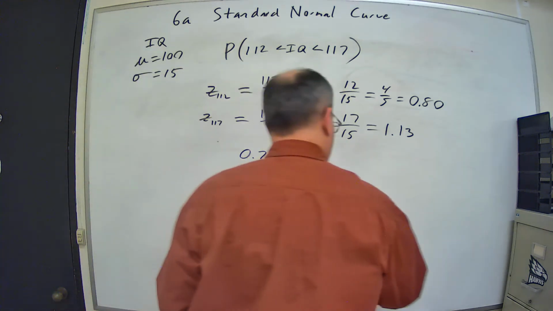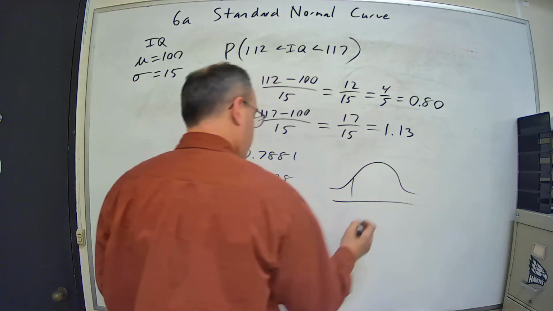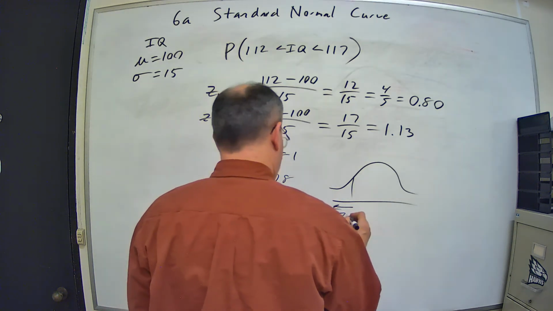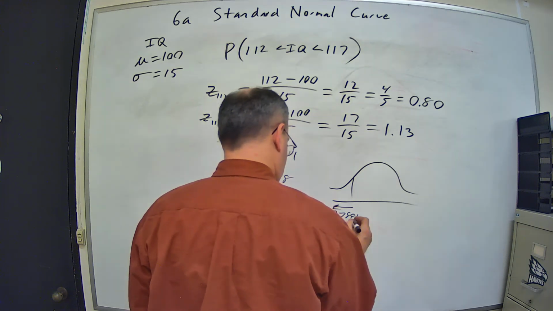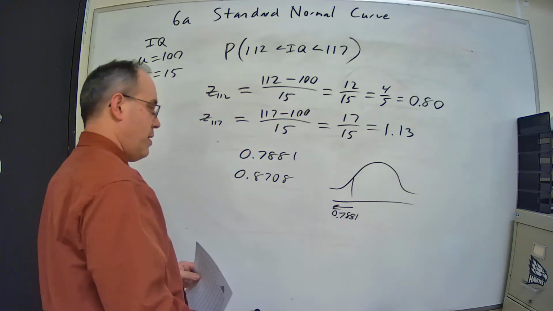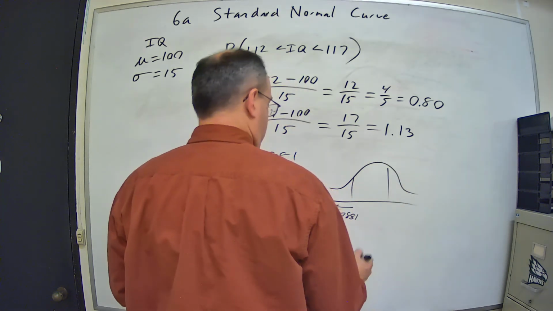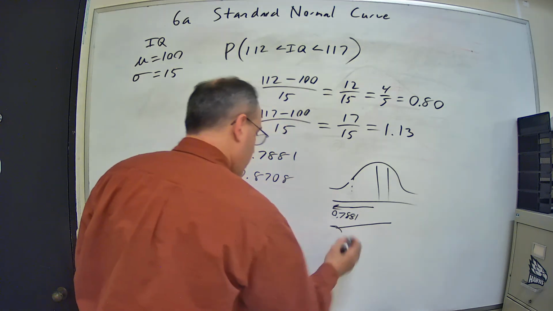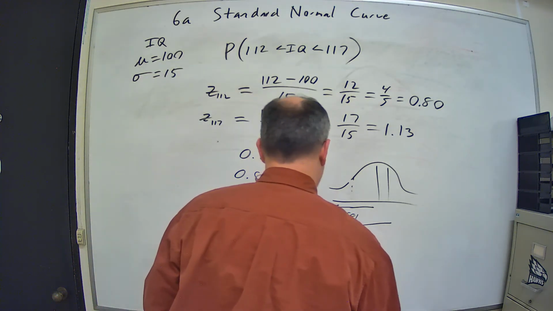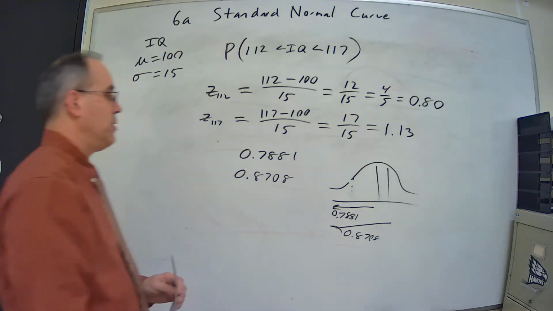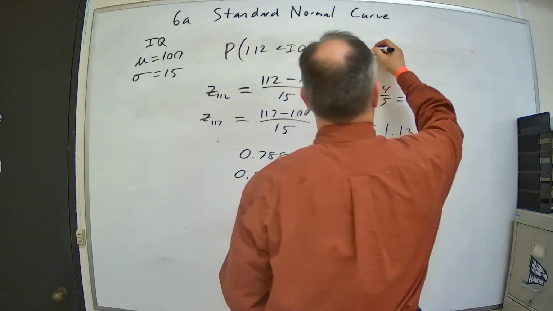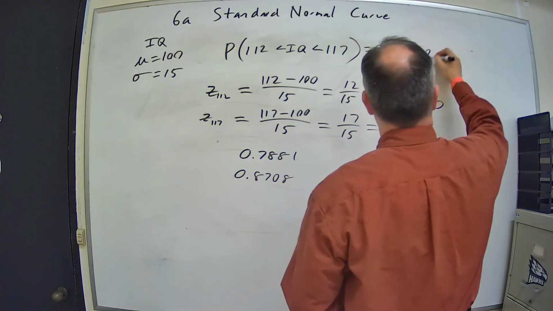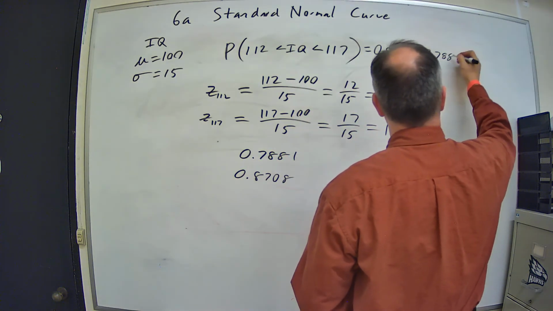So essentially we're looking at this. An area here of 0.7881, right? An area, and actually I should put that further over, right? And then an area there of 0.8708. So we're going to take 0.8708 and subtract 0.7881.